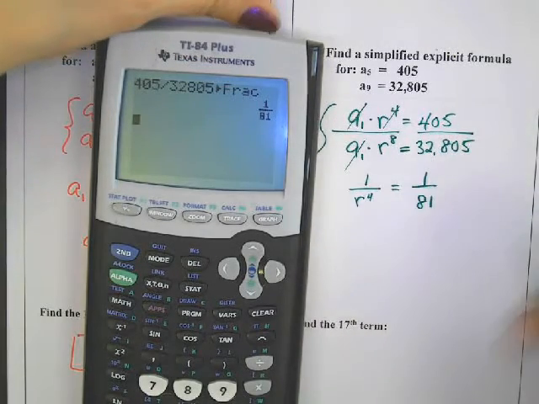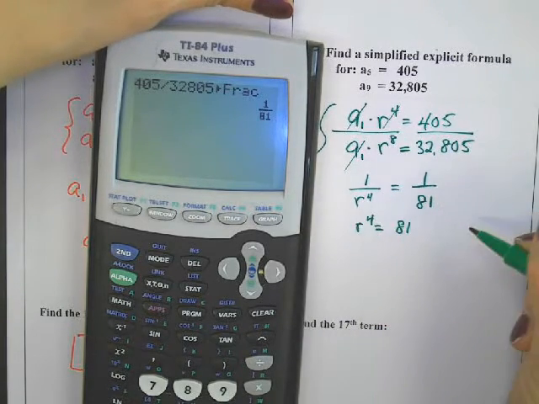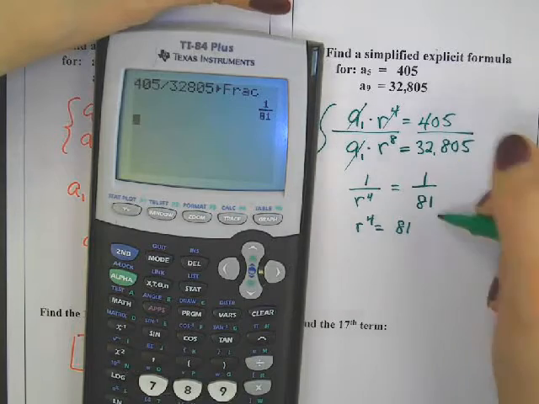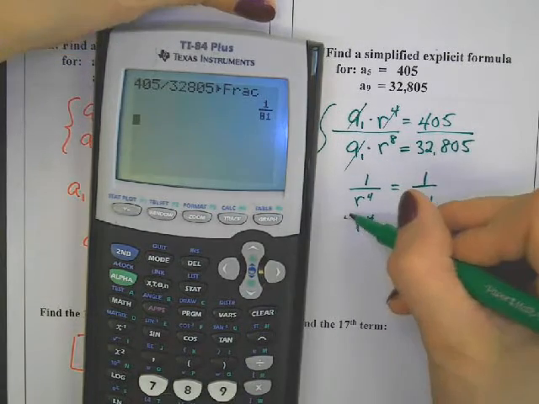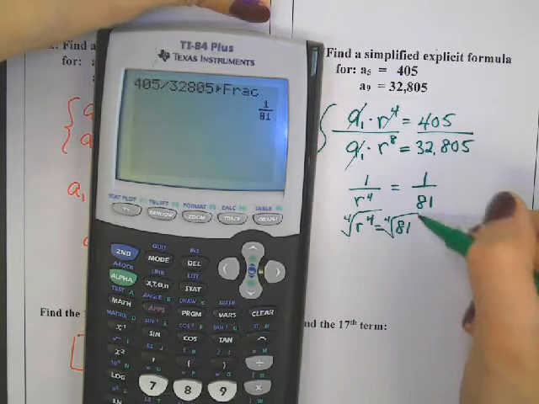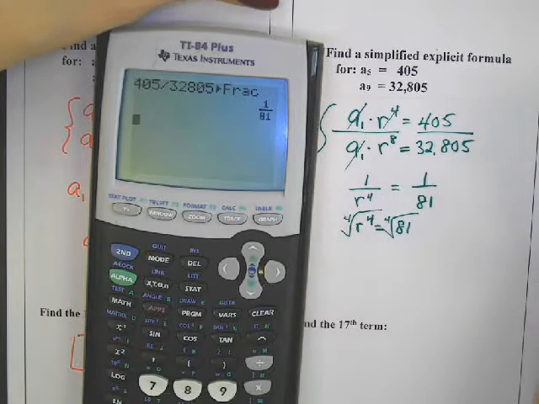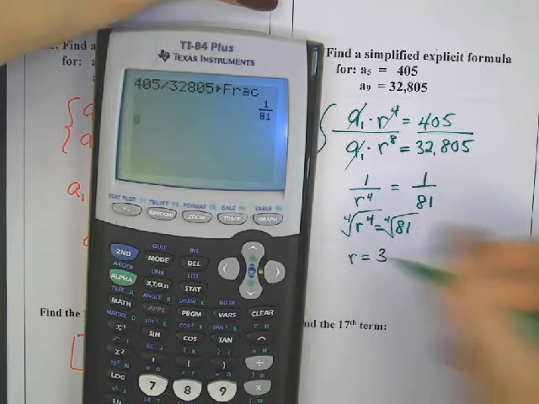Cross multiplying might be a good idea. R to the 4th equals 81. Especially when it's fractions and stuff, it just kind of cleans it up a little bit. And you have to take the 4th root. Some people take the 4th root. Some people raise to the 1/4 power. Some people just know this answer. R is going to be 3.